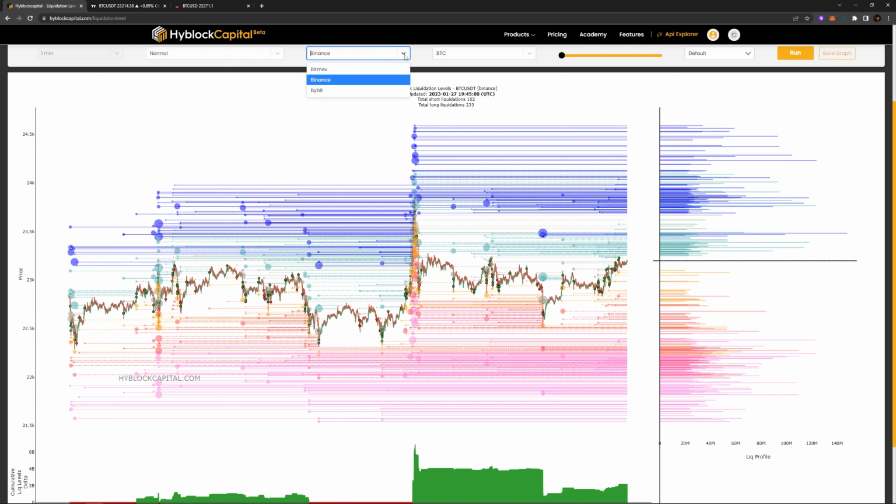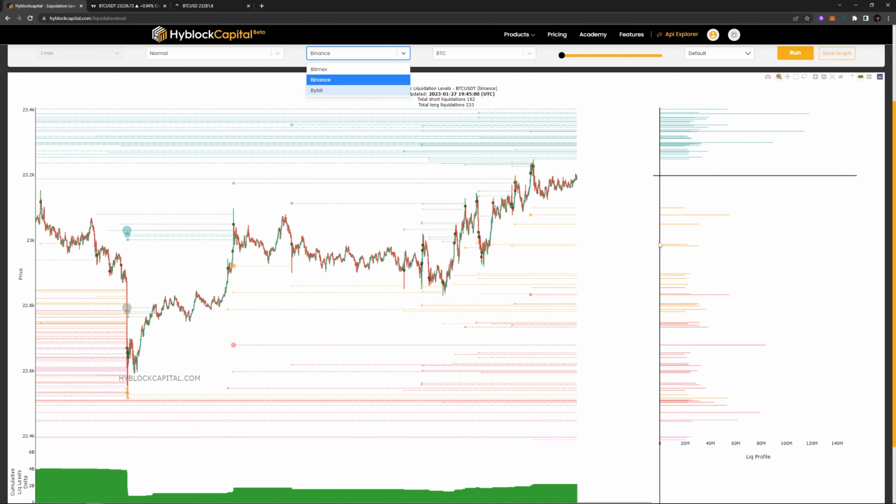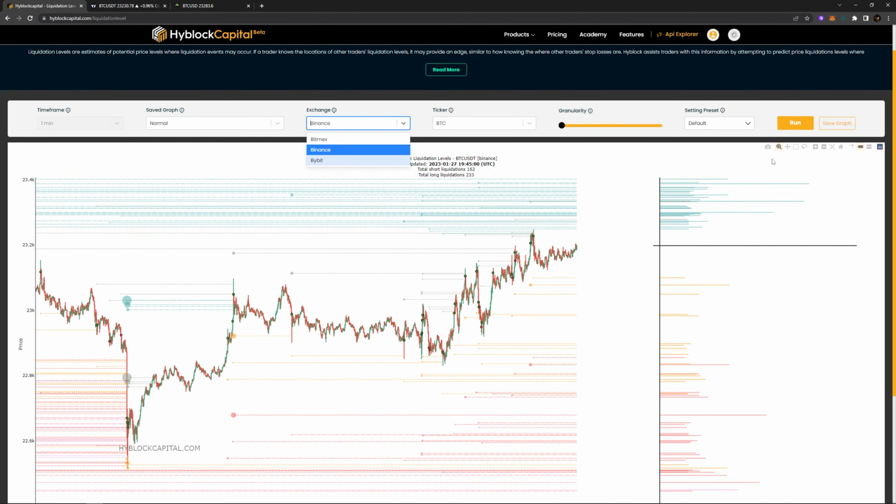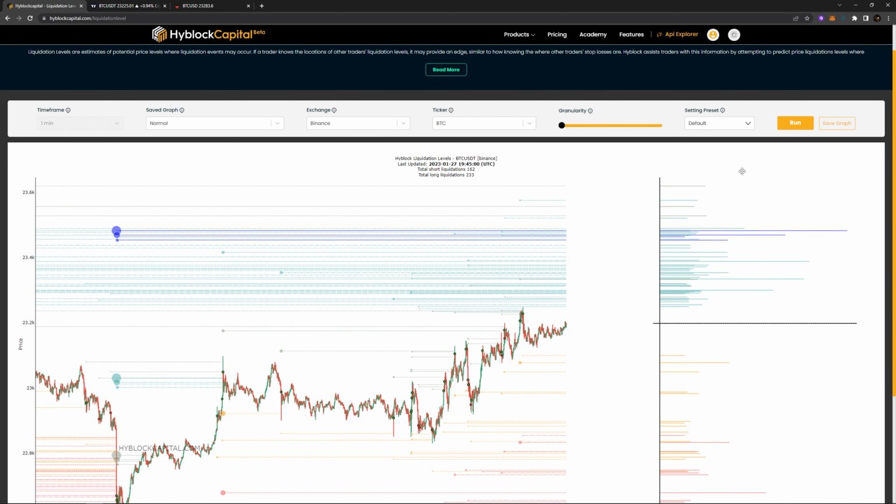We could also use the data from BitMEX or Bybit, but the data there is not very good, and I personally really like Binance because it's very accurate and you could take trades based on this data. As we can see, above this level right here, if we move this chart a bit to the upside, we can see that there are way more short liquidations right here than long liquidations.